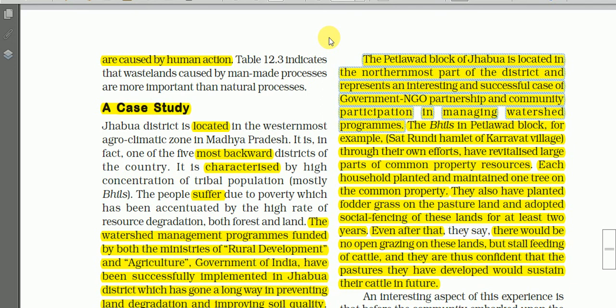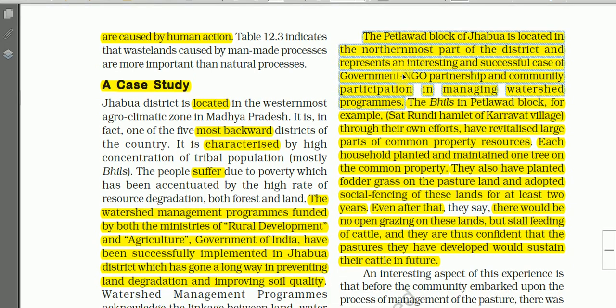Then the Pet-Lawat block of Jhabua, which is located in the northernmost part of the district, represents an interesting and successful case example of government NGO partnership and community participation in managing watershed programs.